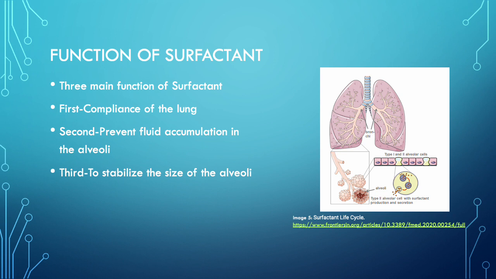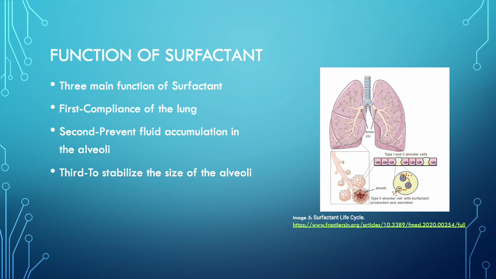With the second function, we understand that if the high surface tension had not been reduced by surfactant, it would collapse the liquid in the alveoli. This would bring in fluid from the interstitium into the alveoli, making the liquid layer thicker and more difficult for diffusion of gases. Since surfactant decreases the surface tension, it prevents this from happening.